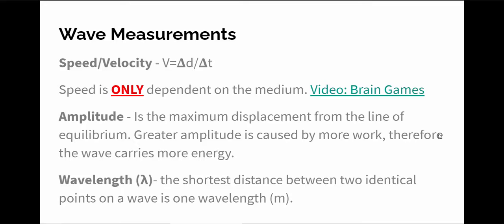So speed depends on the medium. That's it. If you see a question that asks you about the speed of the wave, it depends on the medium. Okay? And so if you have a wave traveling through the medium, you can simply find the distance it travels or which time it travels in that medium. The distance divided by time, and boom, you know the speed. It's very simple.